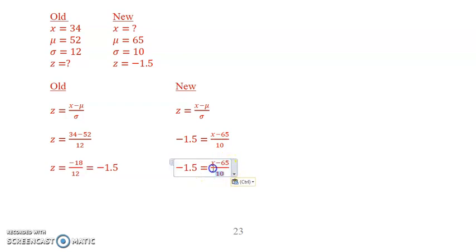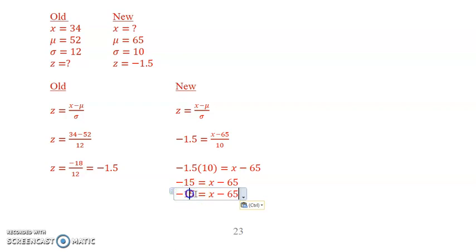The first thing we do is multiply both sides by 10. That leaves us with X minus 65, and multiplying this side by 10, we get negative 15. And we add 65 to both sides. 65 minus 65 is gone, and that leaves you with X equals 50. So the person that had the 34 now has a 50.